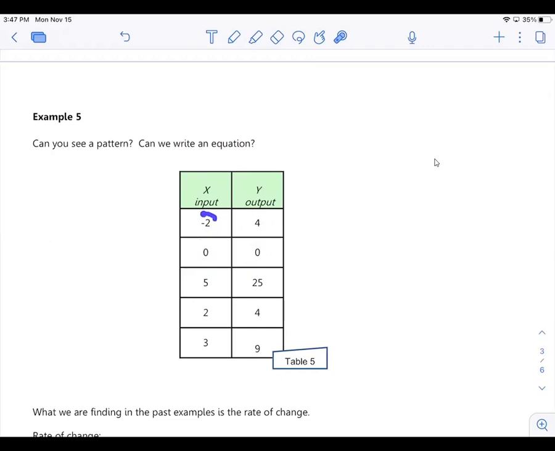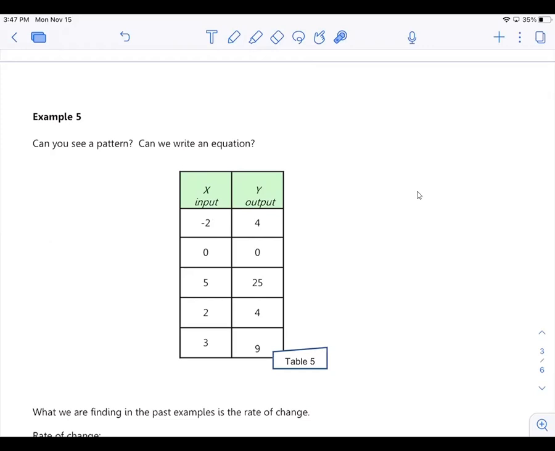Now, what could I multiply -2 by to get out 4? -2. Cool. Well, if I multiply 0 by -2, I do get out 0. That's good. But 5 times -2 won't give me 25. So that's out. So I check adding and subtracting first, then I check multiplying.